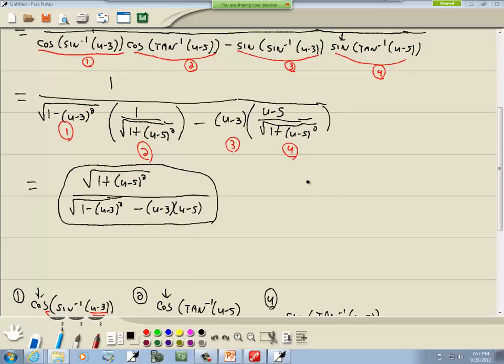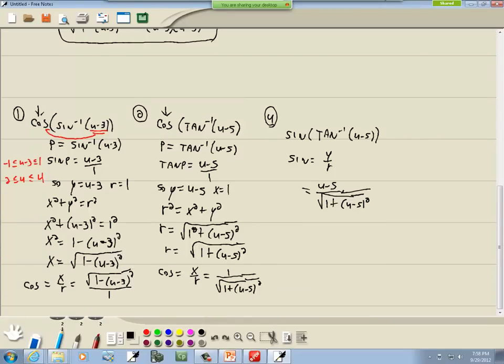In case you're wondering, well, where in the world is this ever used? This type of setup, working problems that look like this, would be what you see in Calc 2 with our trig substitution.